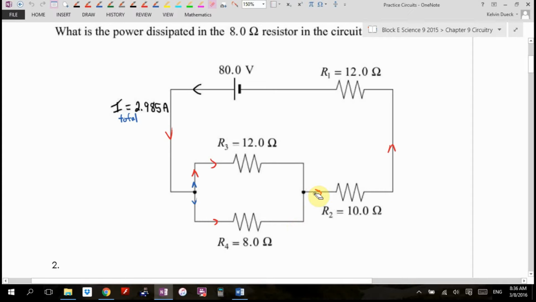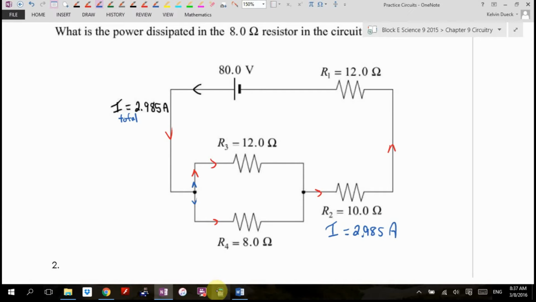When they recombined right here, how many amps do I have right here? Why such a weird number? Because I was using an actual circuit. I had to make the numbers work. 2.985. So right now, here, I have 2.985 amps. And now I go ding, ding, ding, because I know two things. Then I know all four.